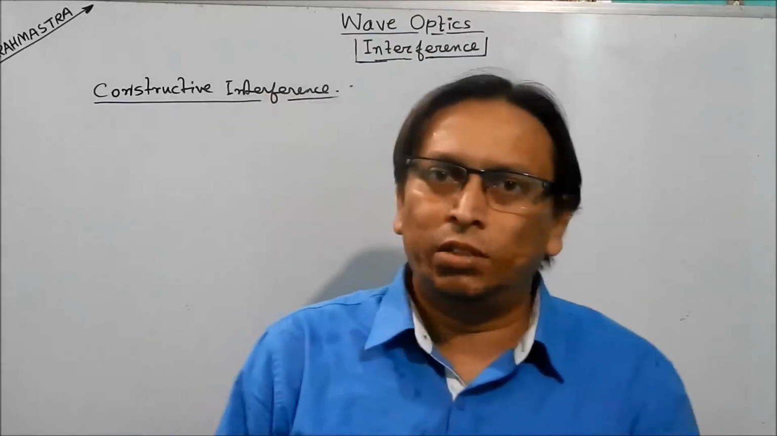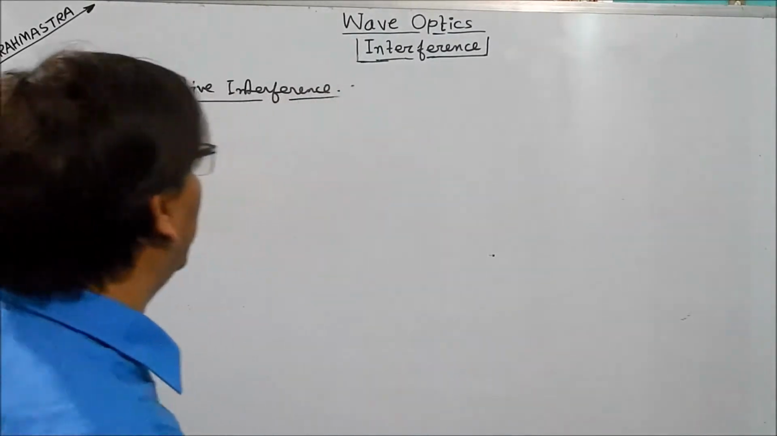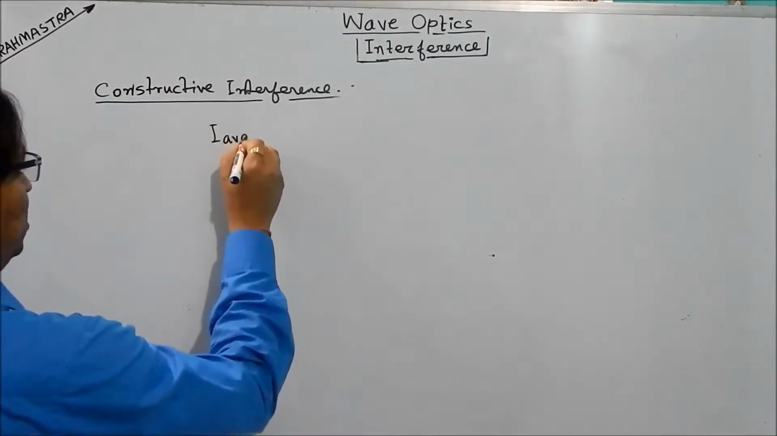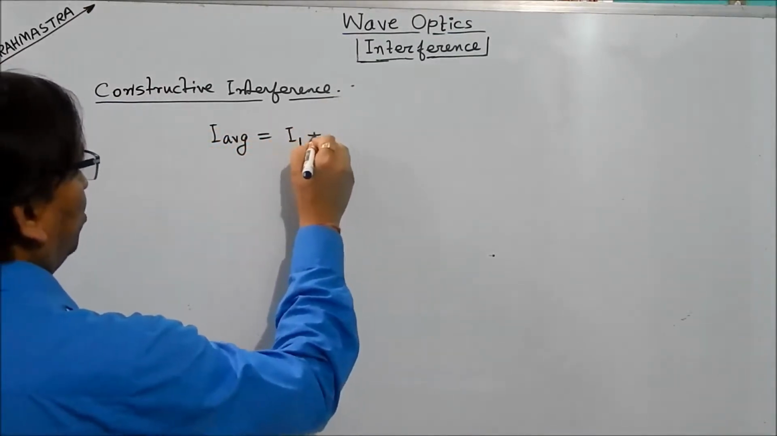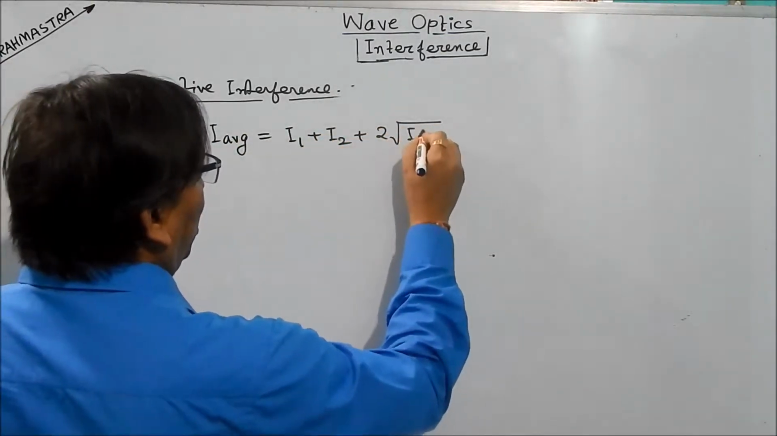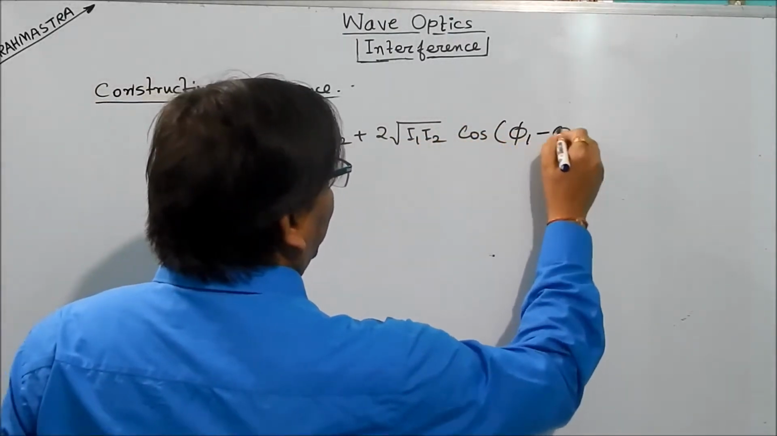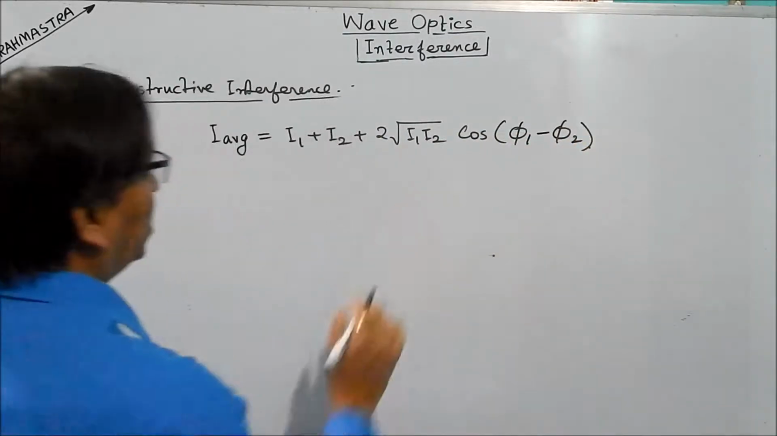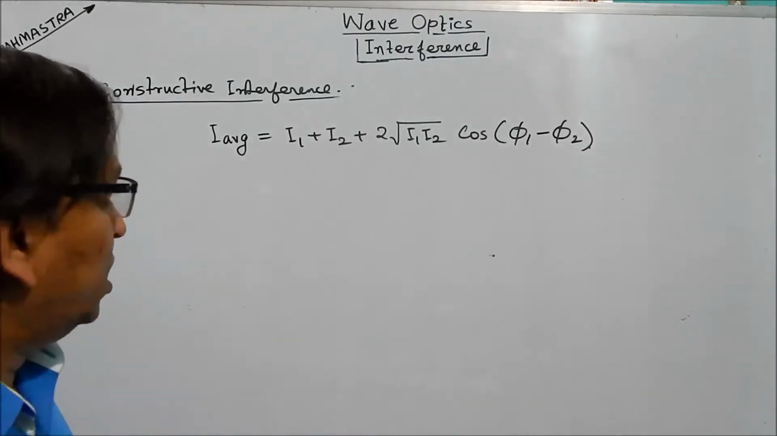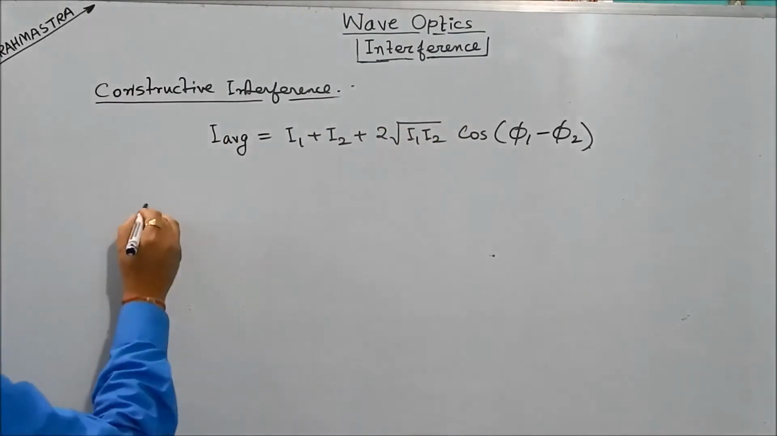Let us start constructive interference. So, in our previous class, we have already seen that I average is given by I1 plus I2 plus 2 root under I1 I2 and cos phi 1 minus phi 2. These were the case when the sources are coherent. So you please remember this. Any interference will take place when the sources are coherent.